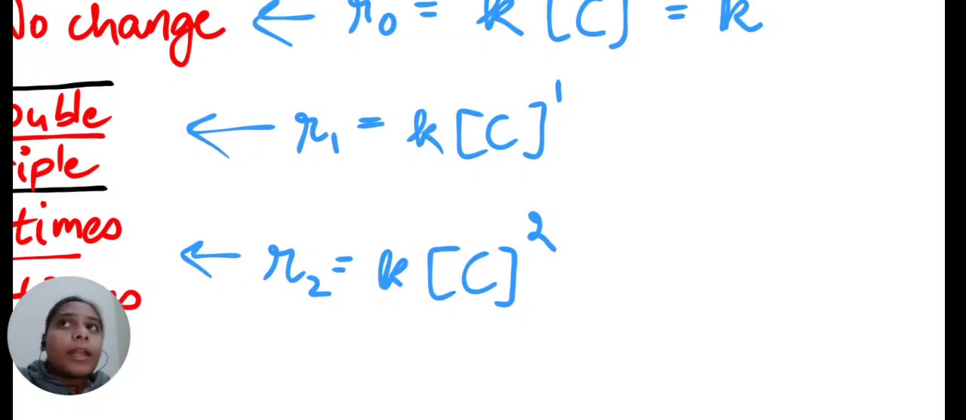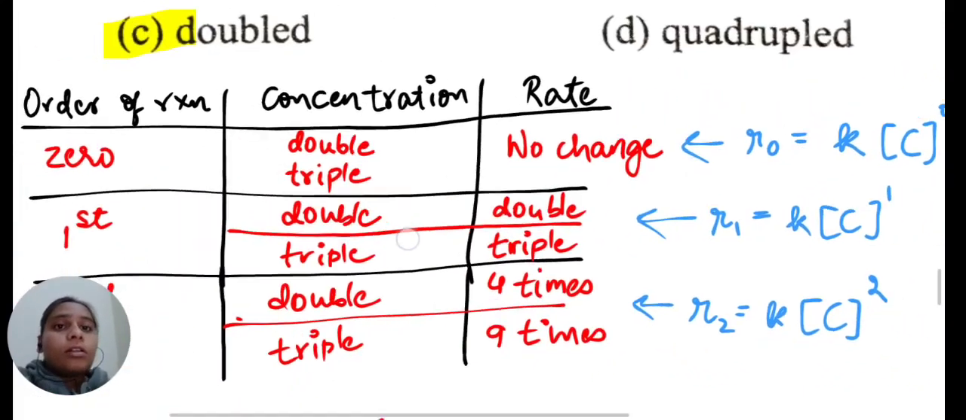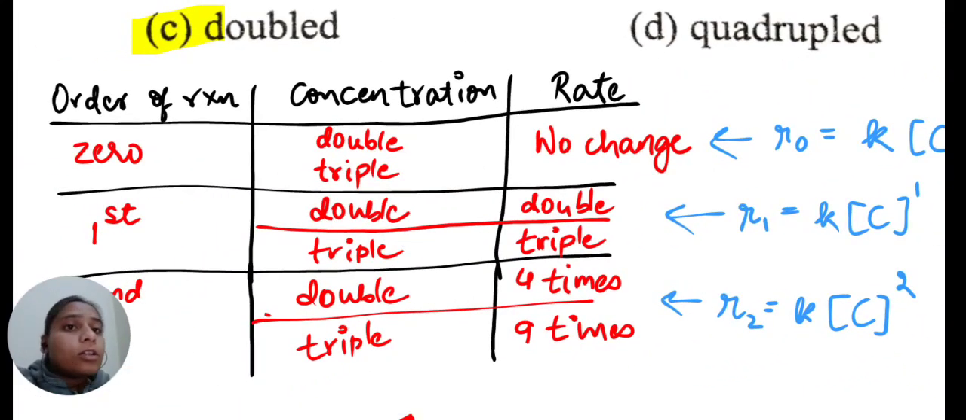So, using this equation, we can directly say that in case of zero order, since rate does not depend upon the concentration of reactant, therefore, if we double the concentration of reactant or triple the concentration of reactant, rate will not change, rate will remain same. But in case of first order reaction, if we double the concentration, then rate will also double. If we triple the concentration of the reactant, then rate will also triple.